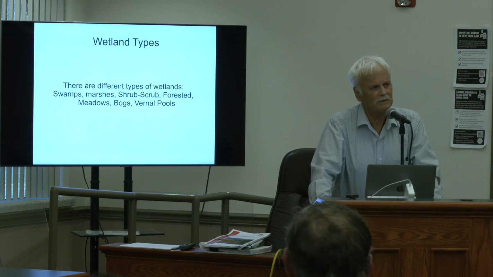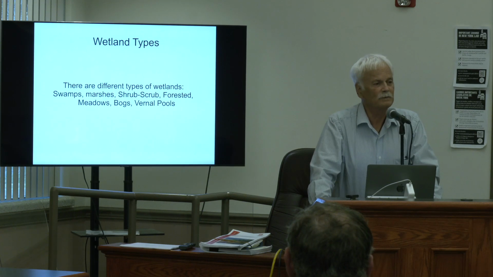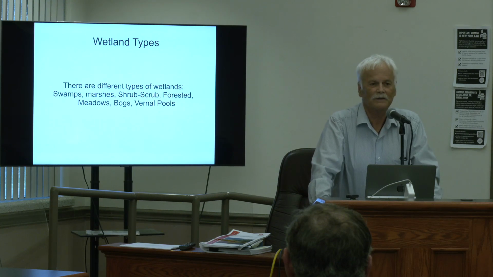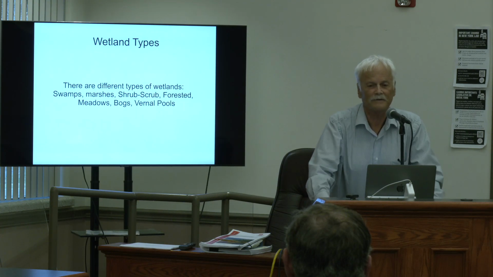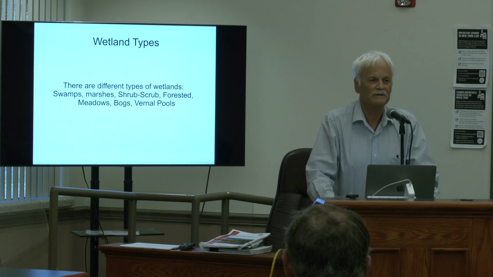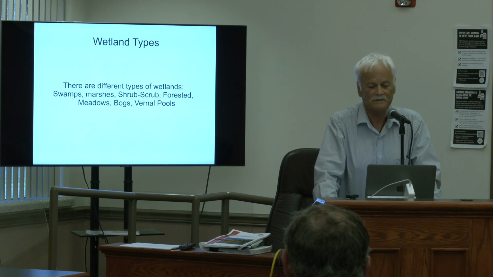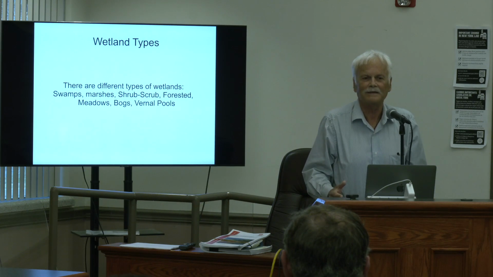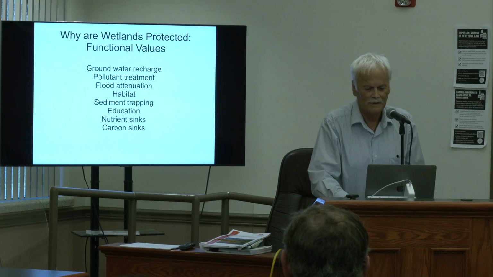Bogs, which are not typical around here, and something called vernal pools, which are ephemeral wetlands that are here today, in the springtime, and gone tomorrow, in the summertime, and have very special characteristics for habitat for amphibians and threatened and endangered species. So the first thing to realize is that it's a little complicated because we have a lot of different kinds of wetlands to contend with.